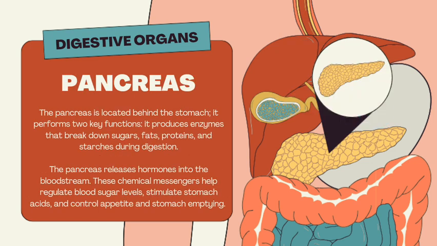Then the pancreas. The pancreas is located behind the stomach and it performs two functions. It produces enzymes that break down sugars, fats, proteins, and starches during digestion. The pancreas also releases hormones into the bloodstream, and we'll look more at hormones in the next session. These chemical messengers help regulate blood sugar levels, stimulate stomach acids, and control appetite and stomach emptying. Then the liver.